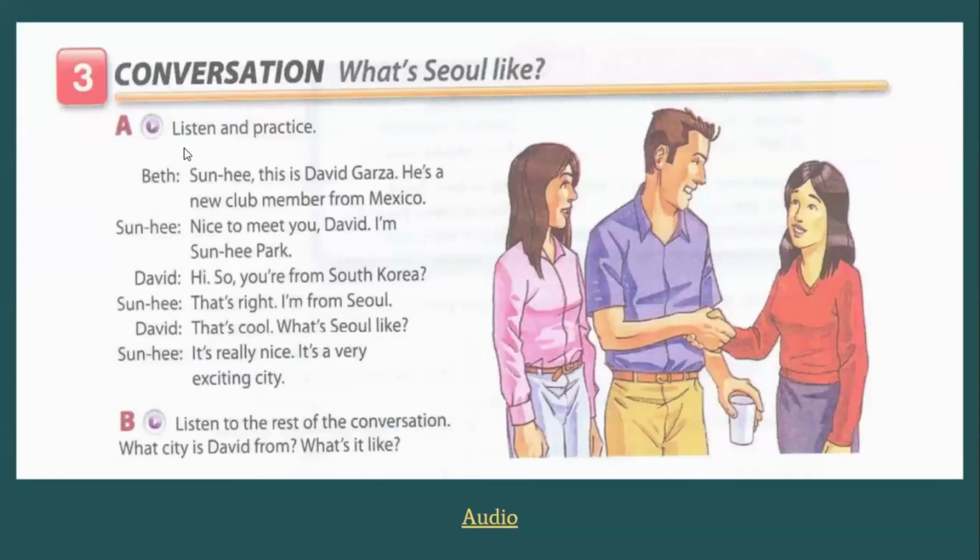Here we have the second conversation. What is Seoul like? It is Seoul. Okay. Now we are going to listen to the conversation directly. Now here, of course, Sunhee is being introduced to David by our Beth, right? So let us see how they talk.